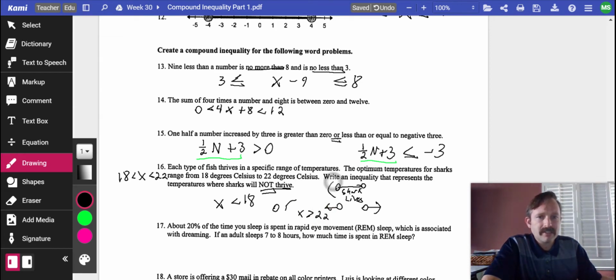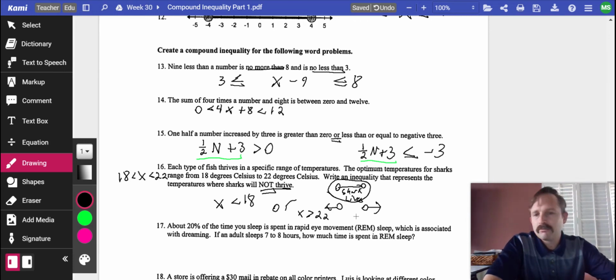So they gave us this. They said this is where sharks live. This is where sharks don't live. They'll sleep forever. All right, here we go.